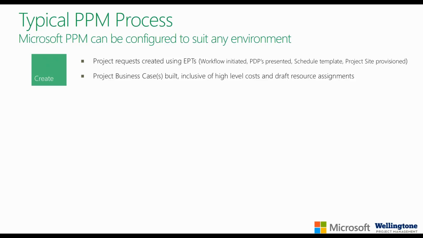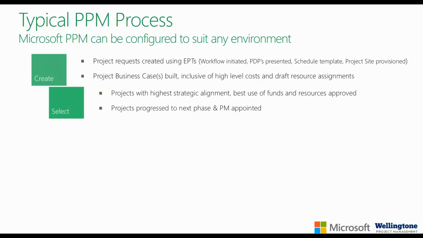Now, assuming that you are going to be using portfolio prioritization, we would expect users to go through the system and build up the business case for the project, and as part of that they would build up a work breakdown structure and load it with cost and with resource assignments as well. Once a project contains sufficient information, that's where you move into the selection phase, and that's where you would use the portfolio analysis features to determine which projects have the highest strategic alignment, which projects make the best use of the funds available and the resources, and those projects would then be approved or rejected as the case might be.